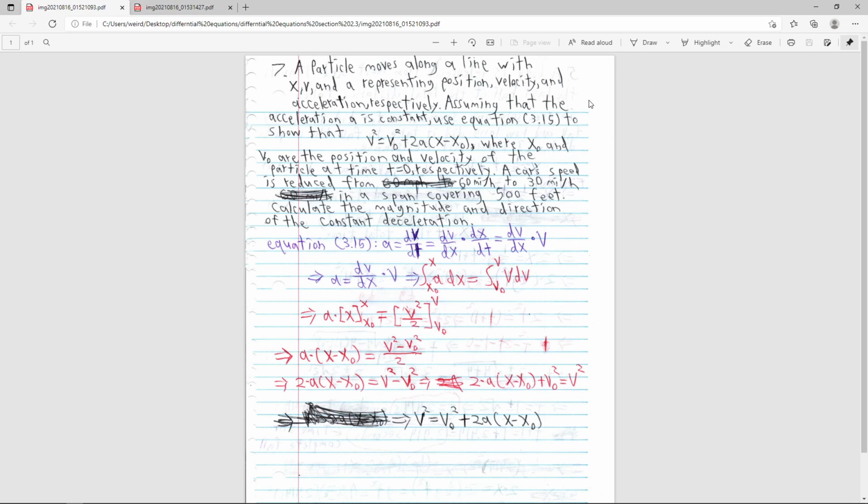Finally, a particle moves along a line with x, v, and a representing position, velocity, and acceleration respectively. Assuming that the acceleration a is constant, use equation 3.15 to show that v squared equals v0 squared plus 2a times x minus x0, where x0 and v0 are the position and velocity of the particle at time t equals 0 respectively. And then a car's speed is reduced from 60 miles per hour to 30 miles per hour in a span covering 500 feet. Calculate the magnitude and direction of the constant deceleration. So negative acceleration. It's obvious it's going to be negative in that case.